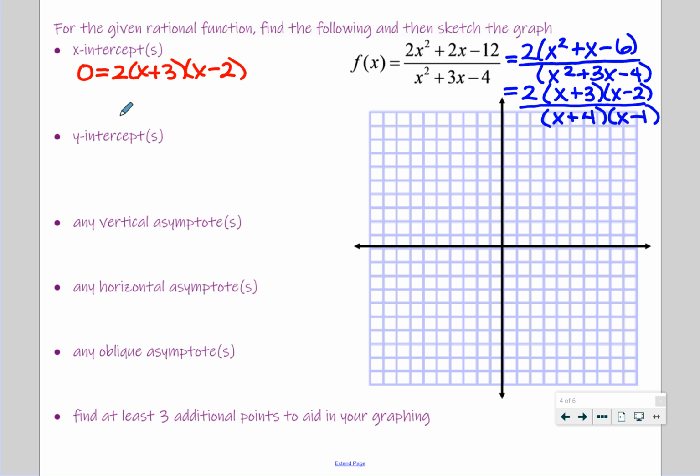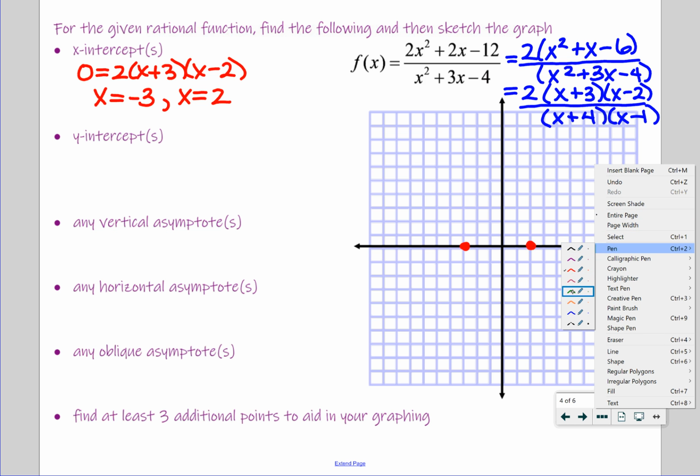If I set 2 equal to 0, there's no x there, so that doesn't give me an answer. If I set x plus 3 equal to 0, I get an x-intercept at -3. And if I set x minus 2 equal to 0, I get an x-intercept of 2. And I'm going to go ahead and plot things as I go here. On my x-axis, I have a point at -3 and +2.